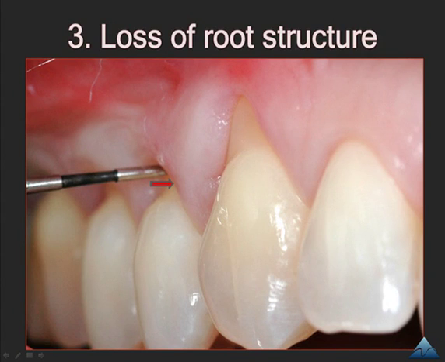Another problem seen with root exposure is loss of root structure or root notching. Heavy pressure with a horizontal brushstroke combined with toothpaste will abrade the softer root surface while polishing the harder enamel. The result is notching of the root surface.